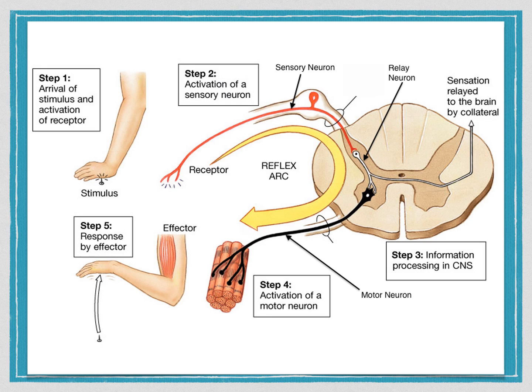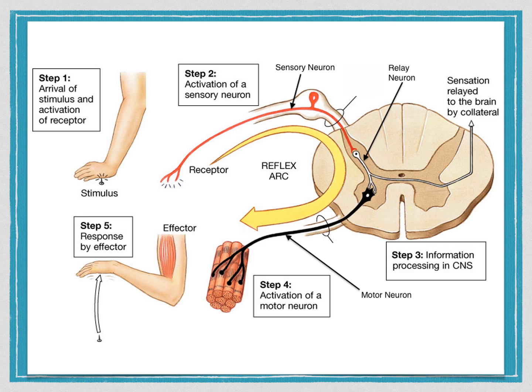Here we have a diagram that shows the reflex arc in action. Step 1, you can see here, is the arrival of the stimulus and activation of the receptor. The stimulus in this case is a tack. You put your hand down on a tack. Step 2, the tack is going to trigger the receptor, which is going to send that information along to a sensory neuron. The sensory neuron is going to carry that impulse all the way up to your spinal cord.